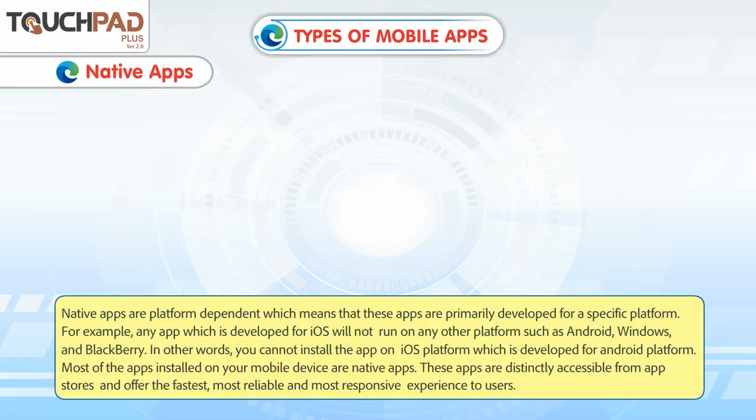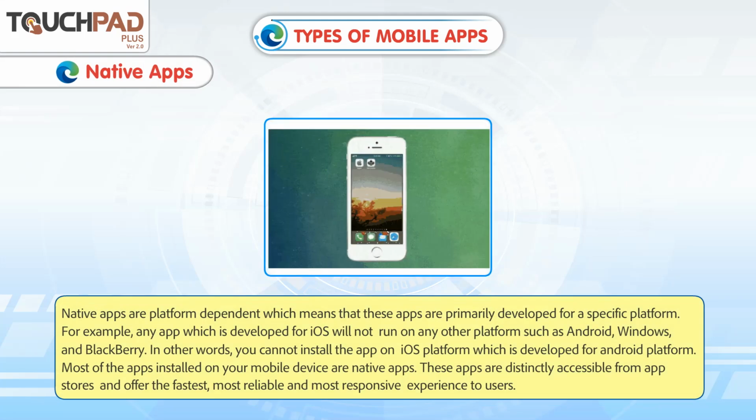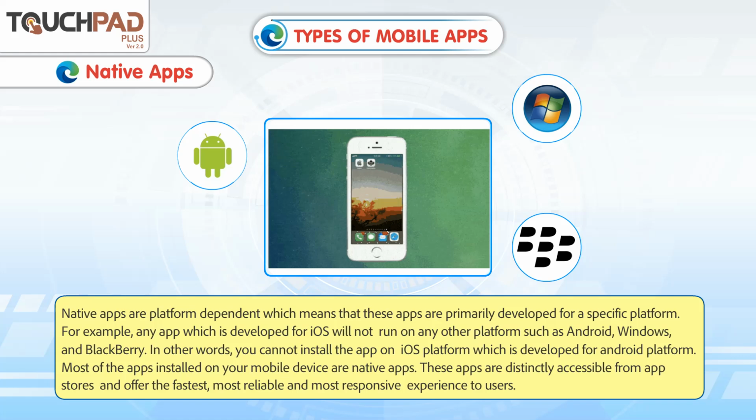Native apps. Native apps are platform dependent, which means that these apps are primarily developed for a specific platform. For example, any app which is developed for iOS will not run on any other platform such as Android, Windows, and BlackBerry. In other words, you cannot install the app on iOS platform which is developed for Android platform.